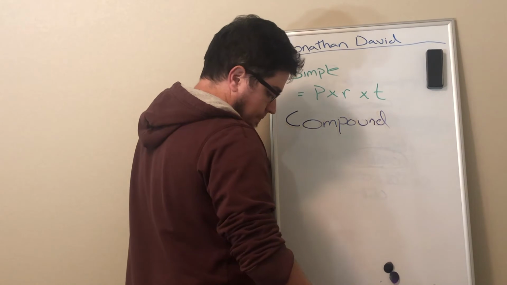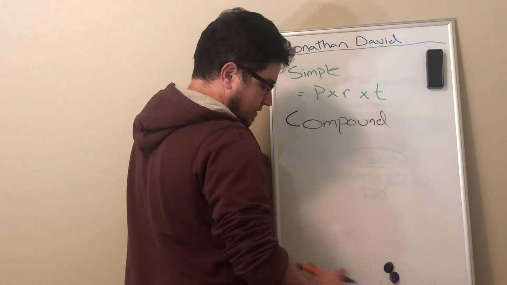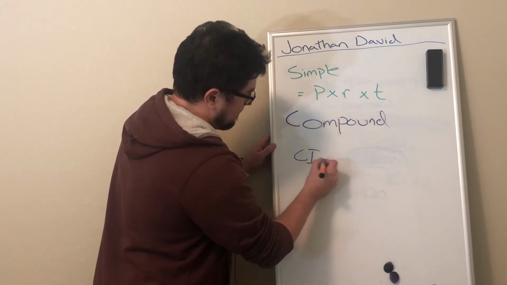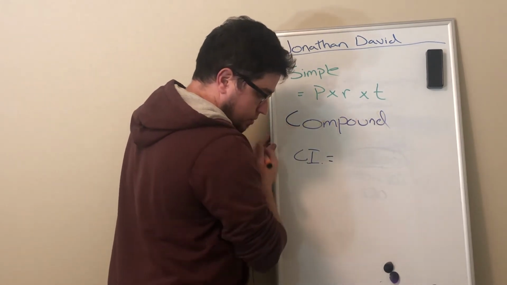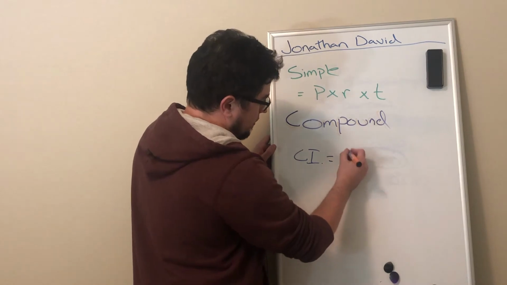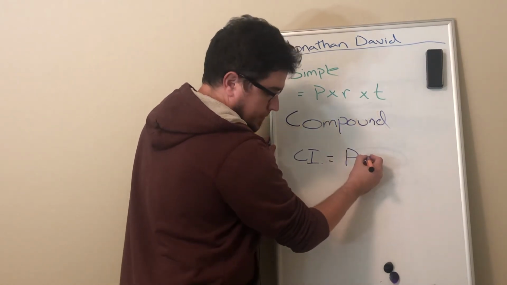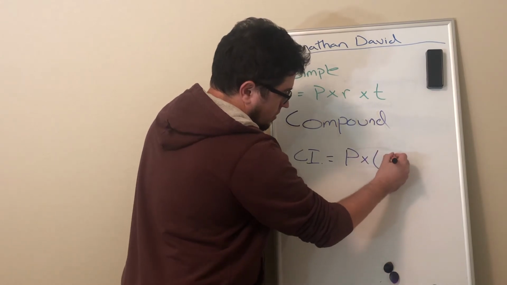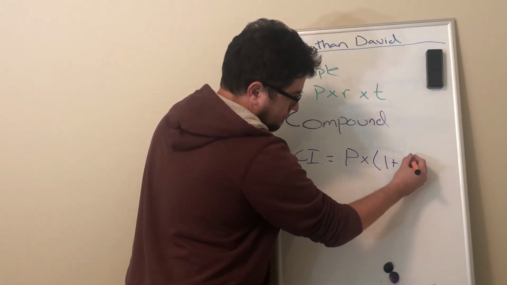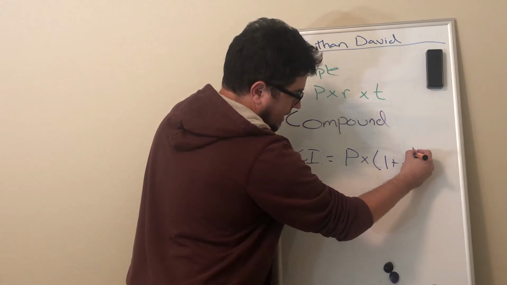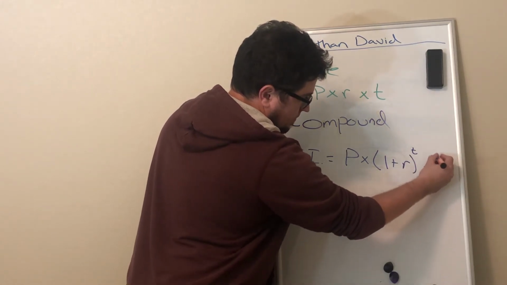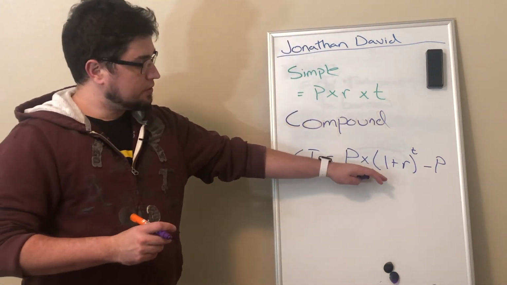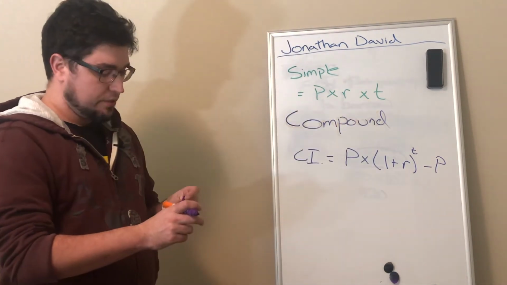So if we look at what this means in terms of an equation, your compound interest, abbreviated as CI, is equal to your P, which is your principal, times 1 plus the interest rate, raised to the time period, minus the original principal. A little more intricate equation than this, and you'll see why.